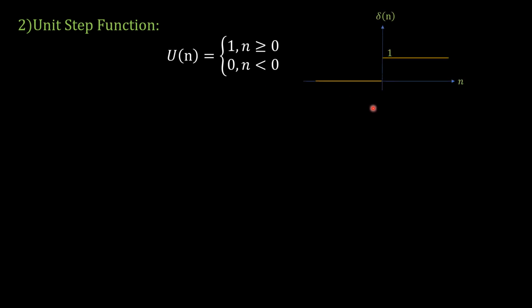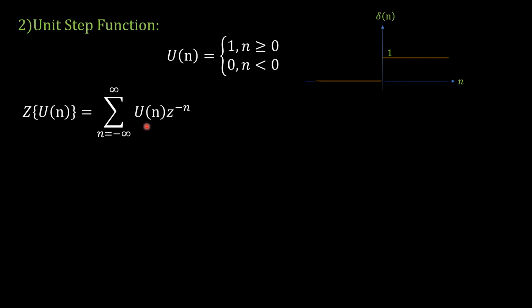Second standard function is the unit step function, which is given by u of n is equal to 1 for n non-negative, n greater than or equal to 0, and 0 for n negative, whose graph is like this. So 0 for n negative and it is 1 for n non-negative. So that is the unit step function. So Z transform is given by Z of u n is equal to summation from n equal to minus infinity to infinity u of n z raised to minus n.